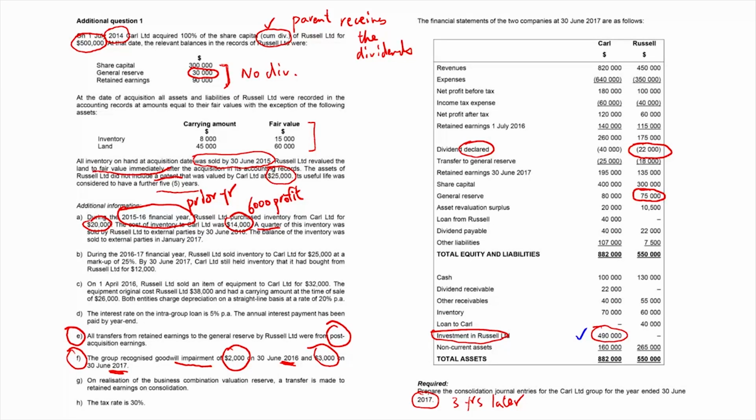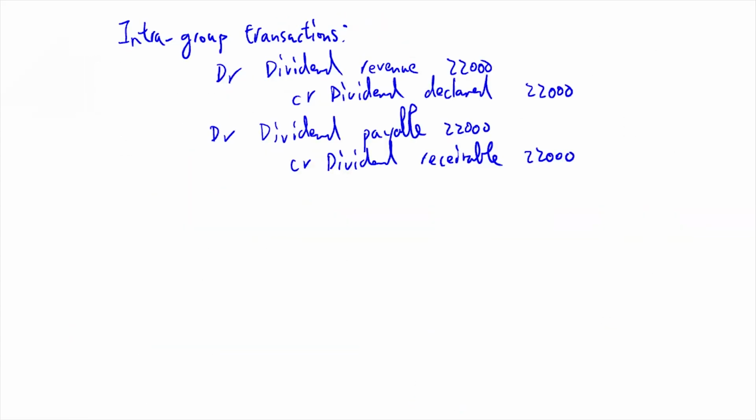We first write down the format of the journal, and then we've got to work out the individual numbers. Because this is a prior year transaction, and they are all realized in the current year, the format of the journal will be debit retained earnings, debit income tax expense, and then credit cost of sales. So that will be the format of the journal.